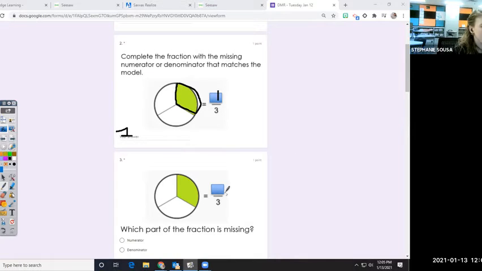Which part of the fraction is missing? This is the top number, which is a numerator. So we would select numerator. Any questions on those two? Questions. And we're feeling good. All right, awesome. Move on down.